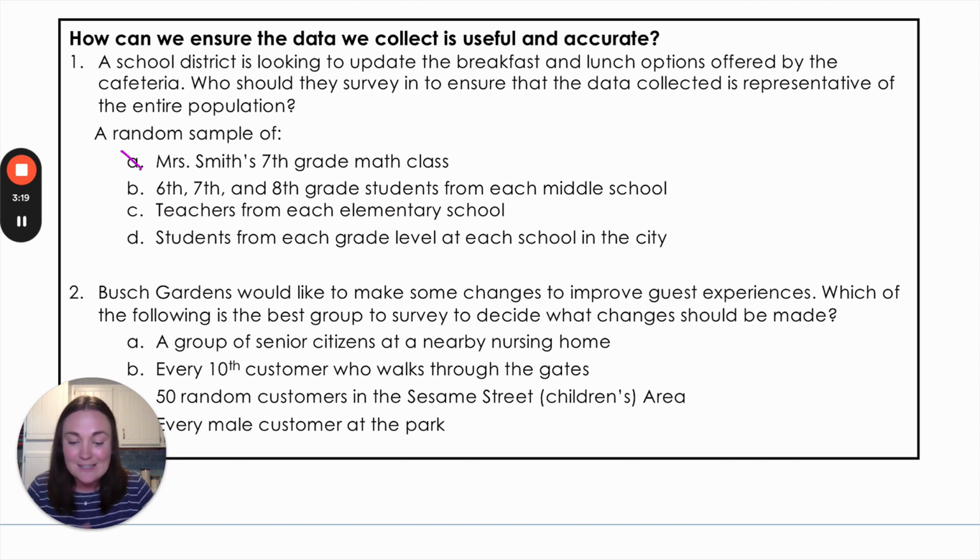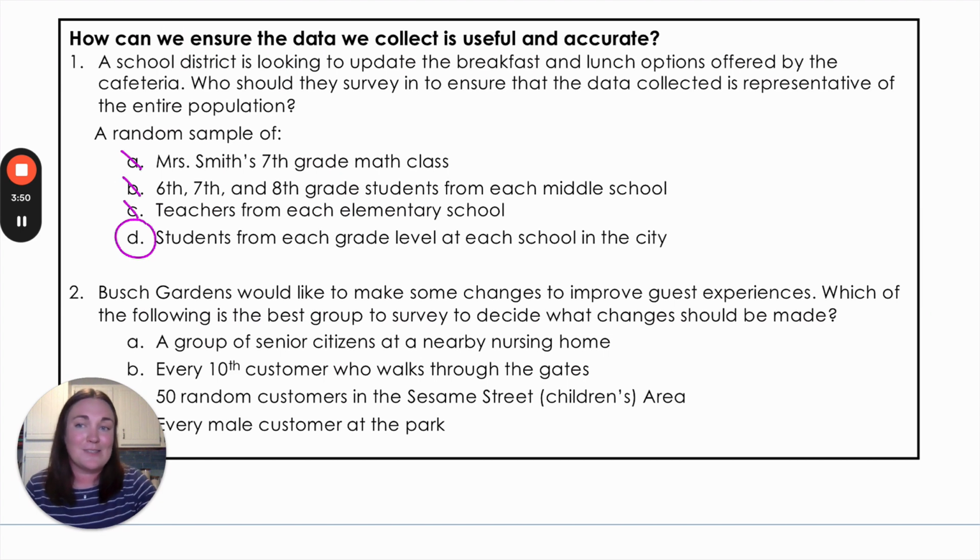If we ask 6th, 7th, and 8th grade students from each middle school, that would be helpful for the middle school students, but we're not getting the opinions of elementary school students or high school students or any of the staff. So again, not a representative sample. If we ask just teachers from the elementary school, again, we're only getting that small, not representative example. So a good example of a representative sample would be students from each grade level at each school in the city, right? So we're getting every grade level across the board, every school represented, and so this is a much better representative sample.